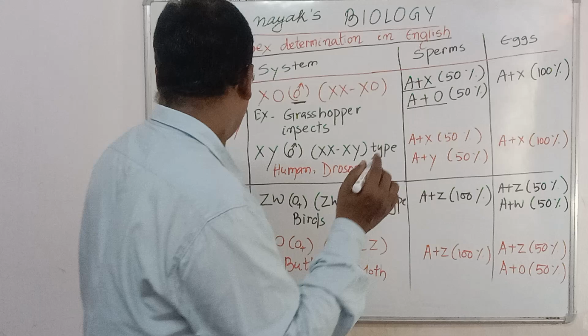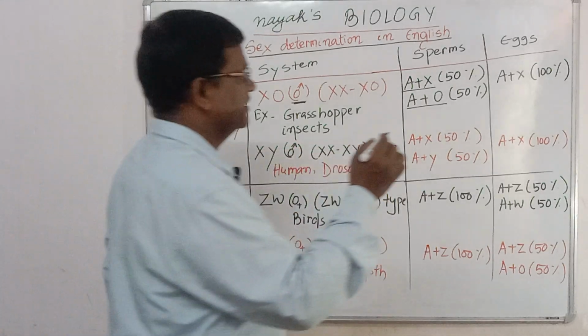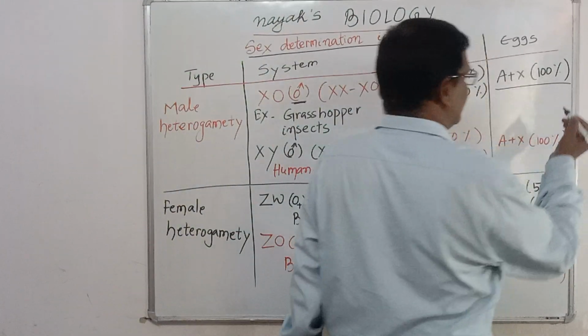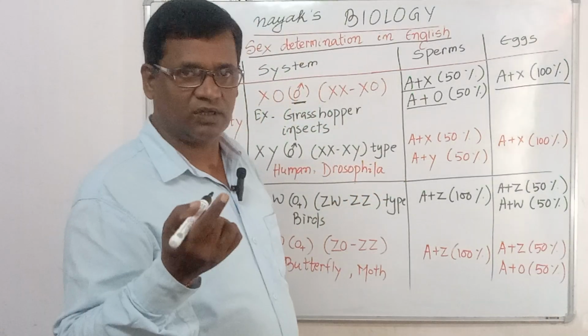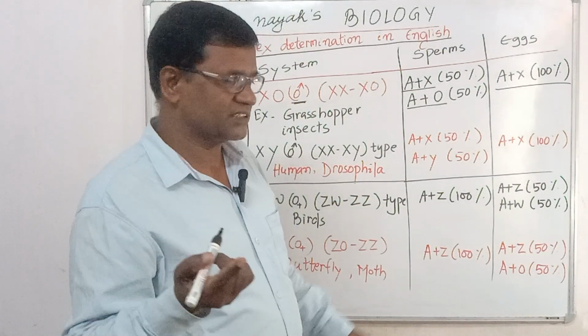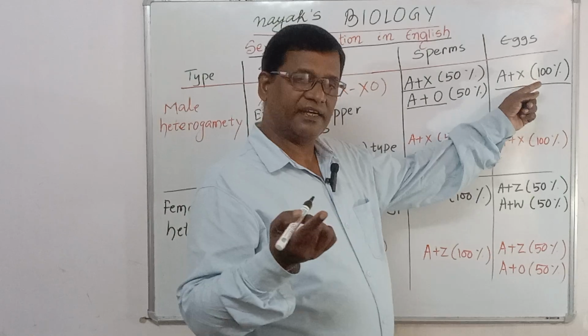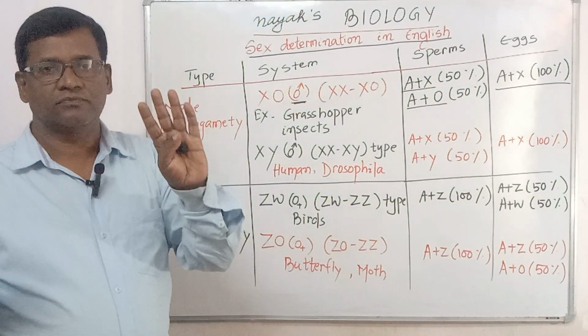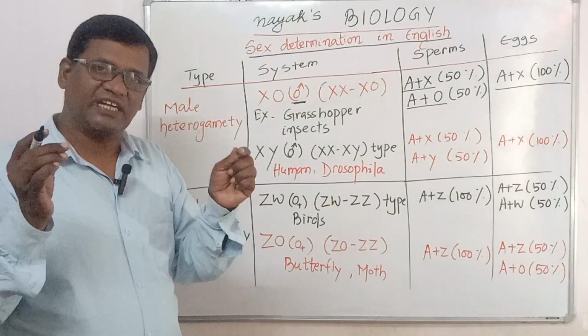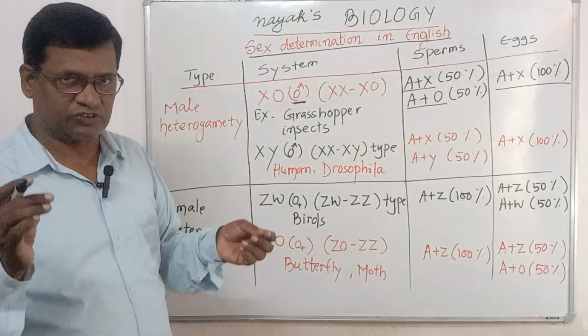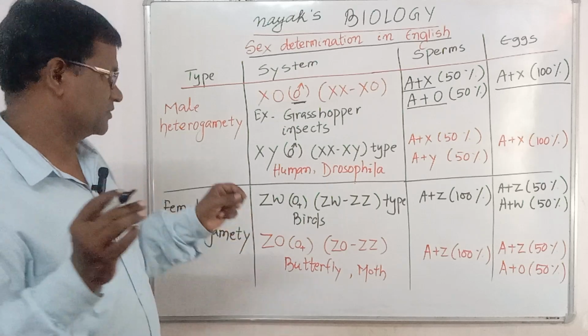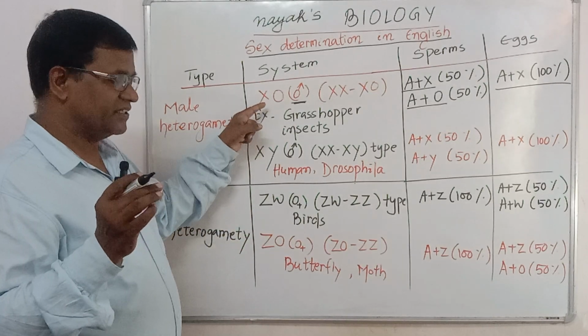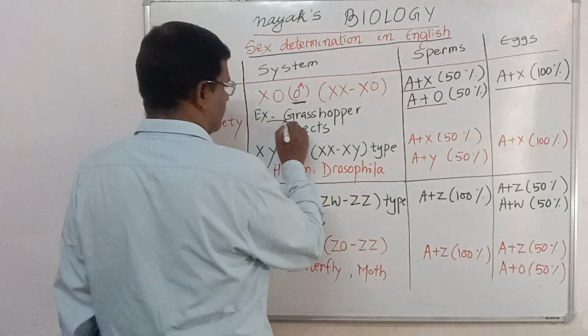But because it is male heterogamy, the egg is definitely 100% one type, because in our case there is only one type, that is X. That's why the egg is 100% A plus X. A is for autosomes, X is for sex chromosomes. This is seen in the X0 type. Where is it seen? It is seen in the grasshopper.